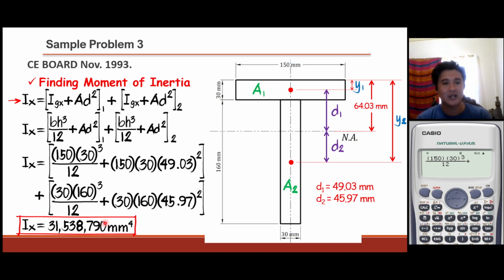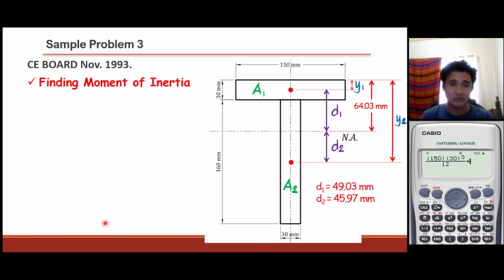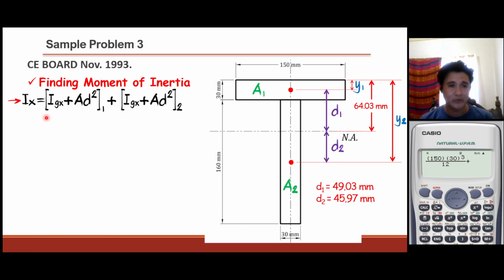Ngayon, syempre, kailangan na natin i-consider yung moment of inertia with respect to y. So finding the moment of inertia with respect to y. So we have Igx plus AD squared for section 1. Yan yung equation natin yung nauna. So for getting the moment of inertia with respect to y, so we have Iy is equal to Igy ng section 1 plus Igy ng section 2.